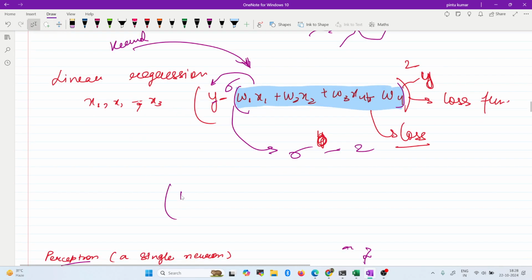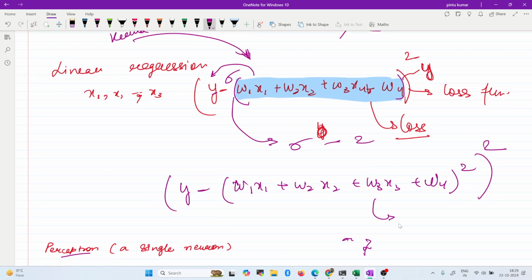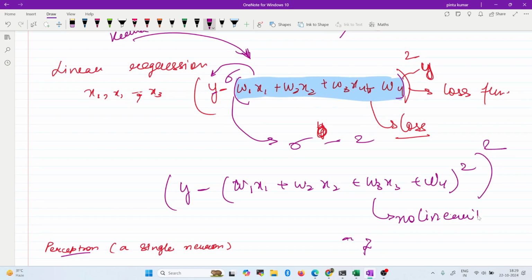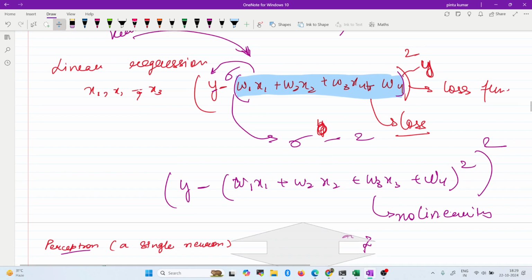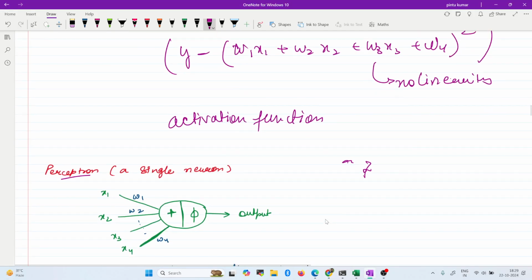So you can have w1 x1 plus w2 x2 plus w3 x3, and square of this. This is the loss, and then again square for the loss term. So this is some sort of non-linearity that you have introduced, right? This non-linearity that you have introduced, in the deep learning literature, is called activation function. Given the background, let's look at how the perceptron looks.